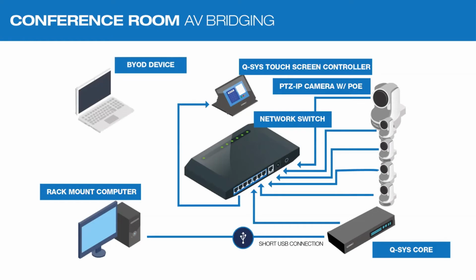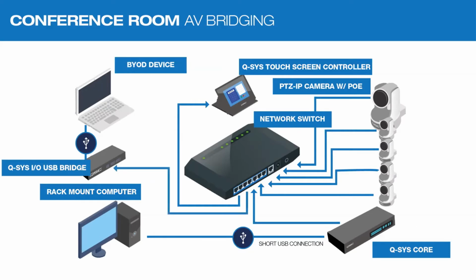Adding more endpoints. So we had a rack mount or built-in room PC. Now we want to employ BYOD, bring your own device. So at the laptop, for that, all we need is the Q-SYS IO USB bridge. Install that underneath the table, close to the cable cubby position. A short USB cable comes out that you can plug into your laptop, and then a longer network cable that runs into your network switch. Once again, one cable, no issues.